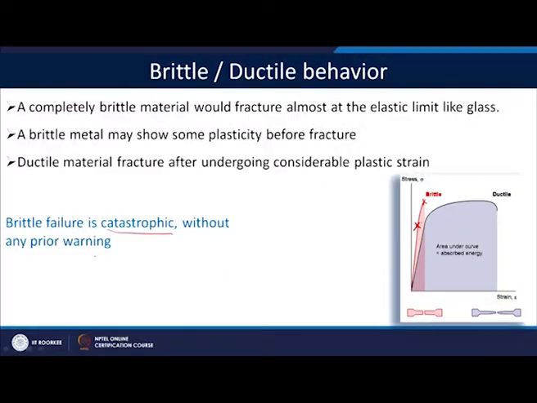So, it does not give prior warning. What prior warning you can get if it is not brittle is a plastic deformation. Suppose you have designed a structure and the material you have used is brittle, for example, and suppose due to some unforeseen reason there is very high load on your structure and you did not design it for that kind of load. What will happen if it is a brittle material? It will just fracture.